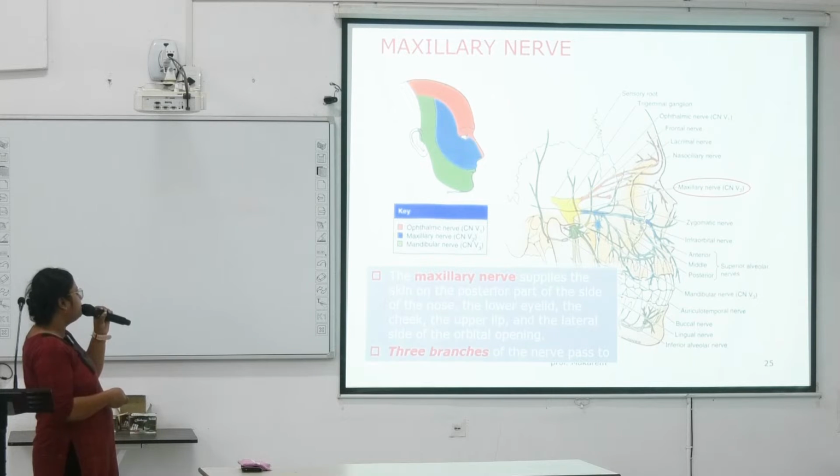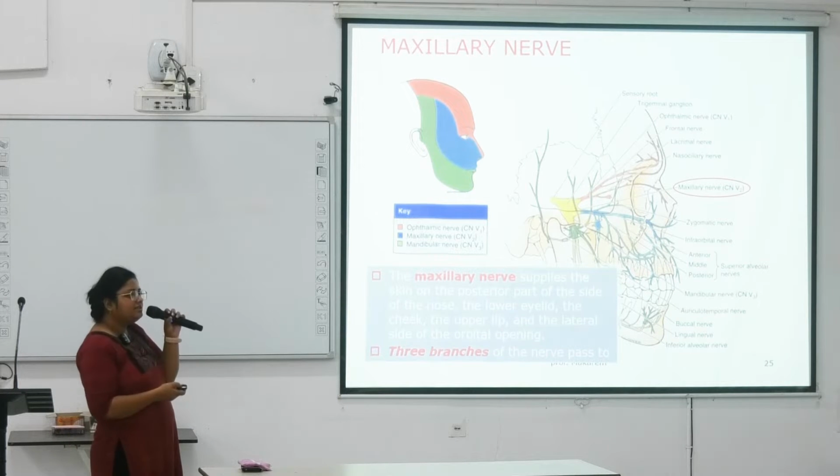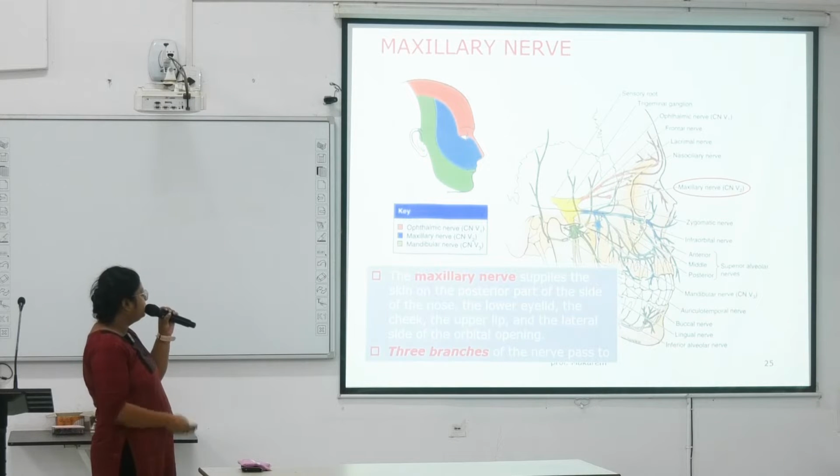3 branches of the nerve pass to the skin. The 3 branches are zygomaticofacial, zygomaticotemporal and infraorbital. See, infraorbital, and over the zygomatic bone lie the zygomaticofacial and zygomaticotemporal.